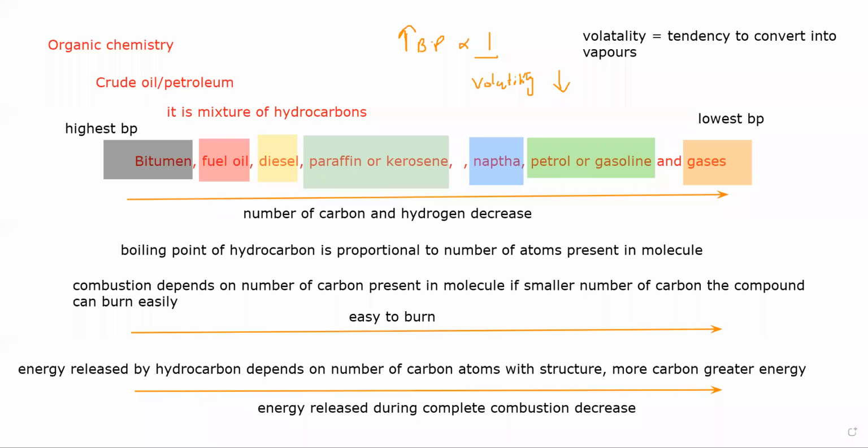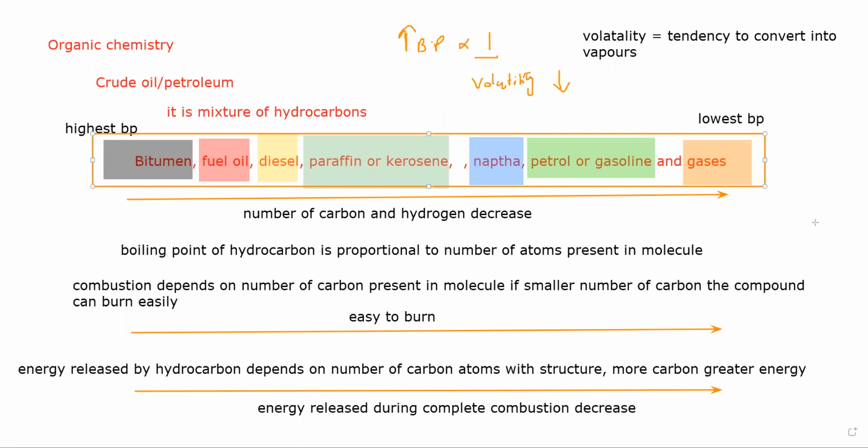Now, crude oil is a mixture of all these hydrocarbons, and they have different boiling points. So which technique can be used to separate these hydrocarbons which have different boiling points? We can use fractional distillation, because fractional distillation is a technique based on separating substances on the basis of their boiling point.